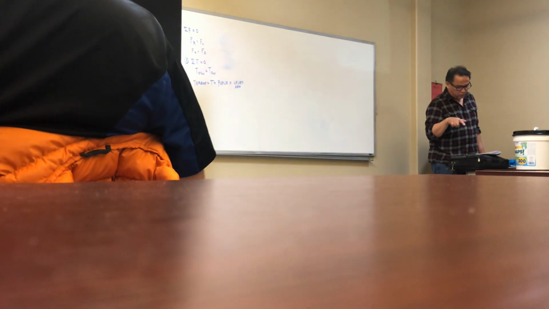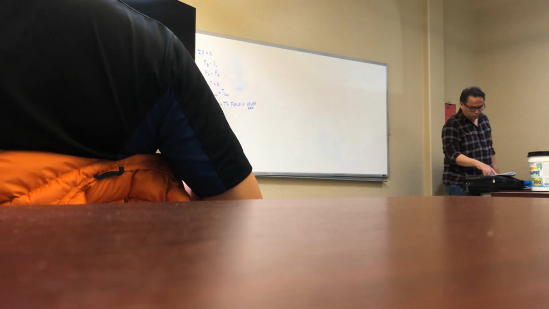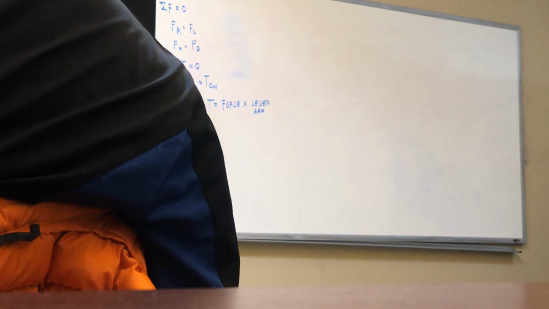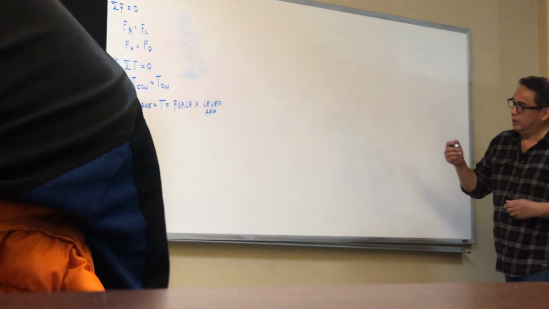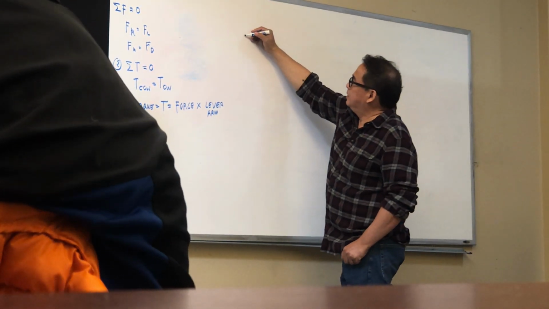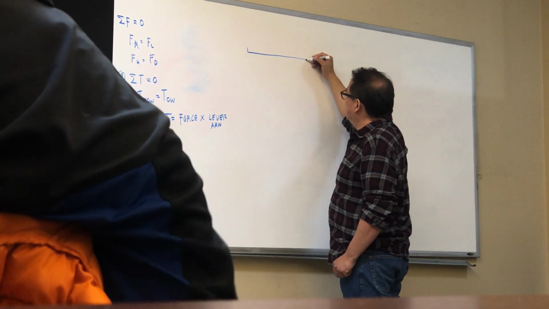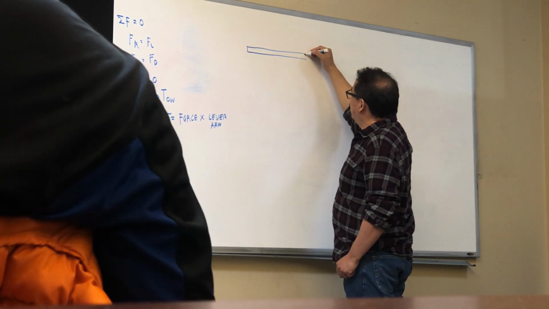The pushing force of the upper arm bone on the lower arm bone, FH. Okay, so let's draw the free body diagram. The free body diagram is like that, the same thing. Okay? This is the free body diagram.